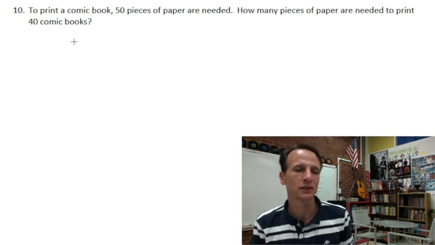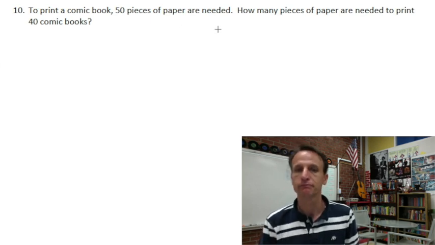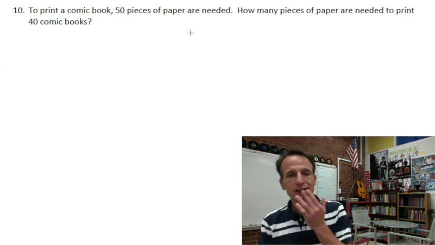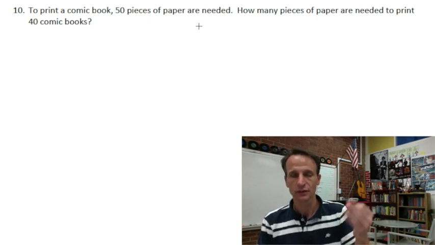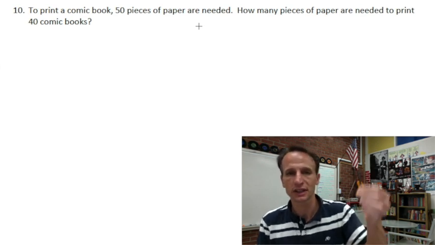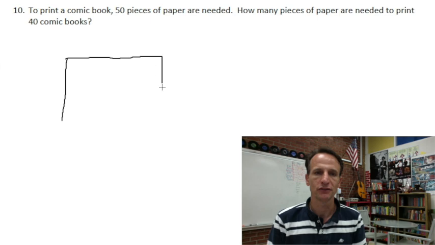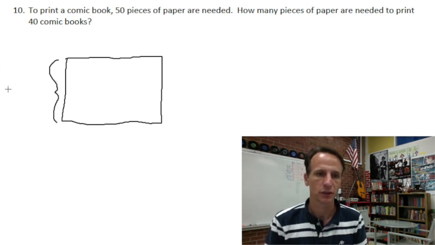So let's read it. Number 10. To print a comic book, 50 pieces of paper are needed. How many pieces of paper are needed to print 40 comic books? So you can tell this is multiplication because we're going to do something a certain number of times. So there's our times, right? 50 pieces of paper we're going to print 40 times. So let's draw an area model for that. There's my 40 and my 50 is a little bit longer. And I'll label this side. That's my 40 comic books.